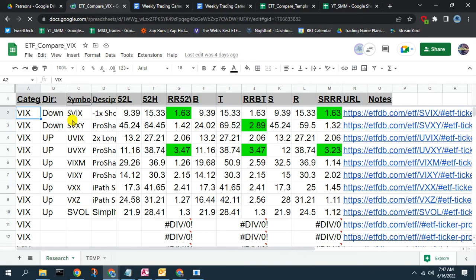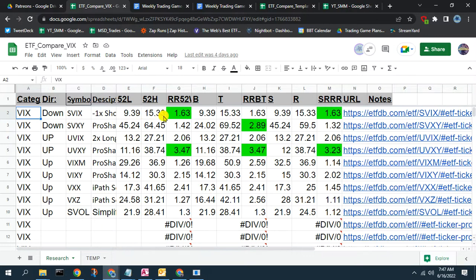Okay, let's look at the risk-reward profiles and compare them for both SVIX and SVXY. Please see our previous video on how to compare ETFs, which talks about how we prepare and use this spreadsheet, or a spreadsheet like this, to compare the risk-reward profiles of various ETFs. Here you can see we have these two ETFs that are both short, or down direction, on the VIX. And again, we'll compare them.